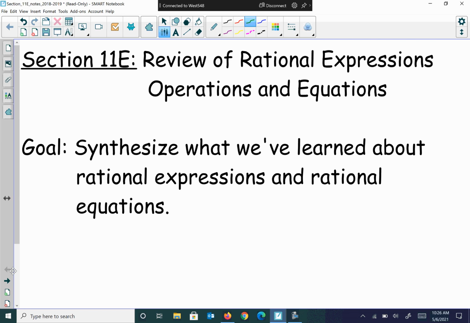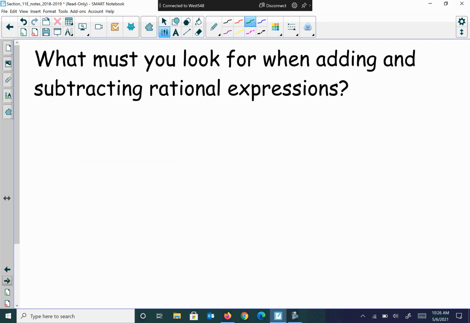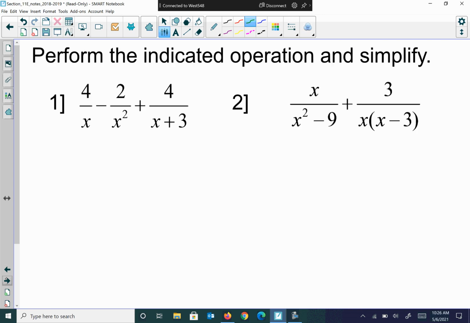11E, we are reviewing. So make sure that I answer questions. Will, am I in your way? My big old noggin that's missing hair is not in your way? Okay, good. So what must we look for when we're adding and subtracting rational expressions? We need to make sure we have the same denominator. Duh. All right, so perform the indicated operation. So we're just going to add things together.